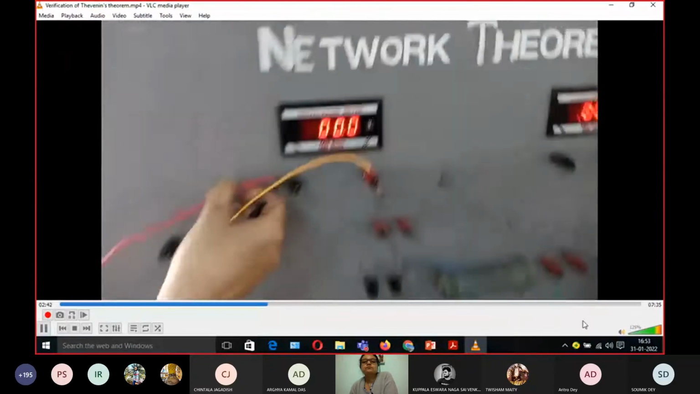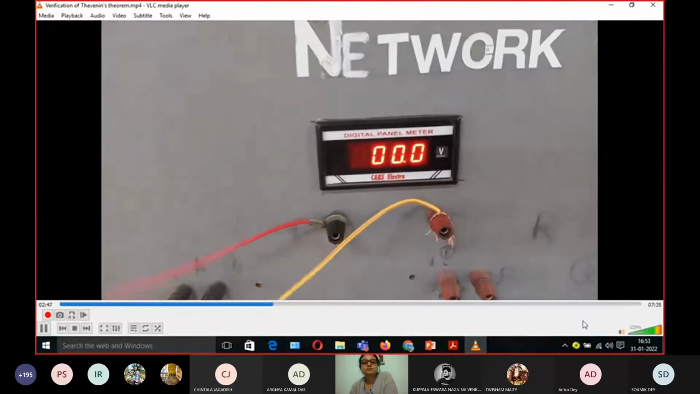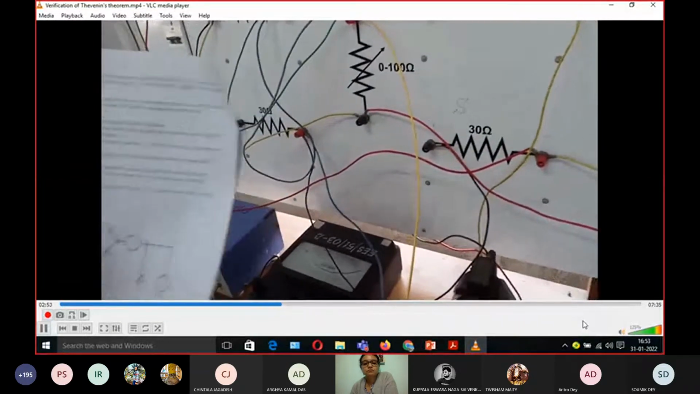So that voltmeter is coming here. This is the voltmeter we are using over here. It is connected across the load resistance. Here it is the load resistance, right? So this is all about the circuit connection. Now what is the run?